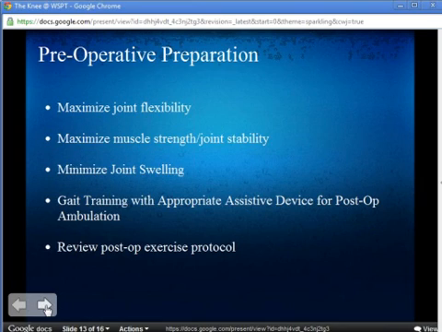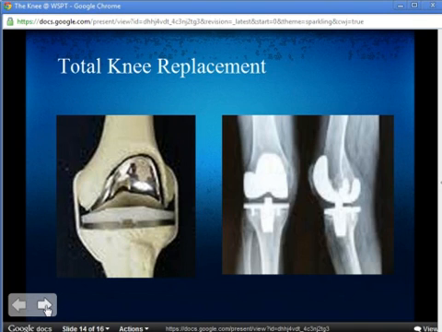Swelling, lowering the swelling, and walking with the appropriate devices, whether it be a crutch or a cane, to prevent any more irritation in that joint before surgery is also really important. And then a home exercise program, which we here in physical therapy end up giving people before they leave.